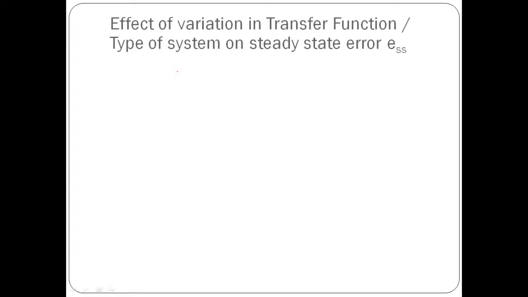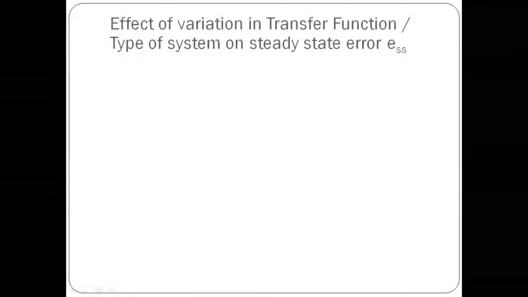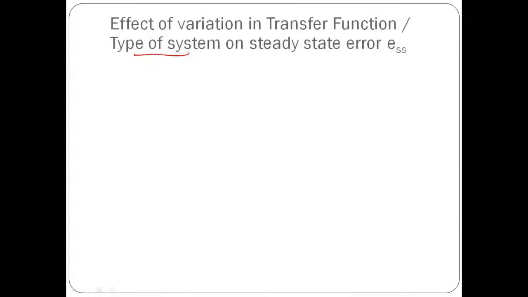So in the previous section we discussed in detail about how the value of steady state error is going to vary if you change the nature of input signal. Now we are going to understand, if you change the nature of open loop transfer function, or you can say the type of system, then corresponding to that how the steady state error is going to vary, that we are going to learn.